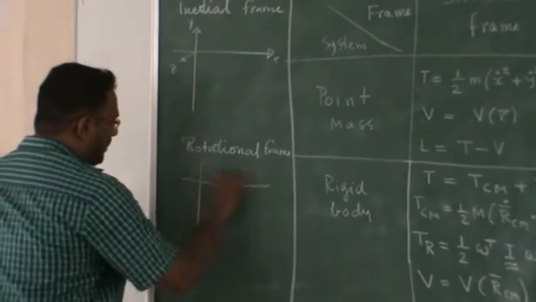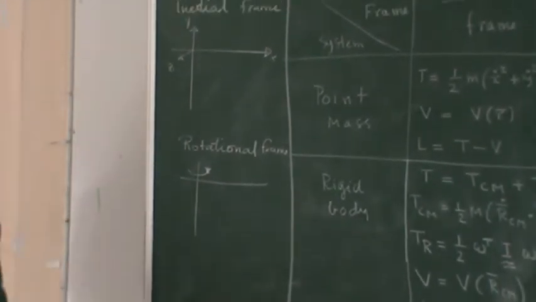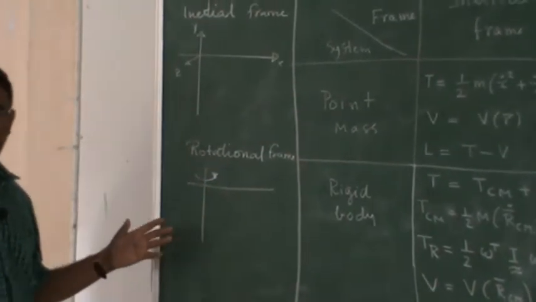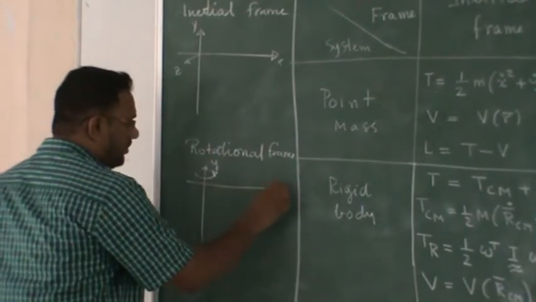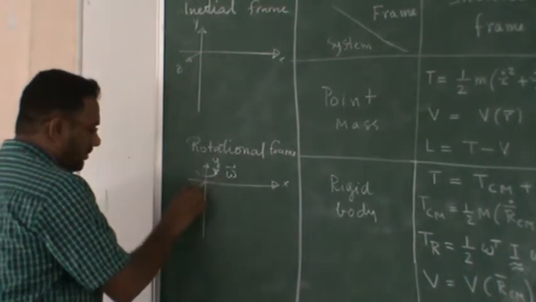Suppose this frame is rotating. Then one has to construct the kinetic energy and Lagrangian for the system. Suppose this frame is rotating around this axis with an angular velocity omega.